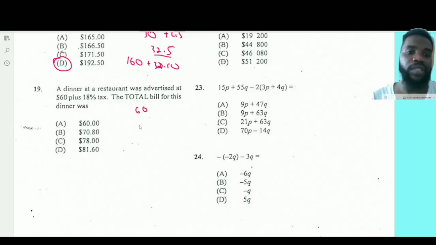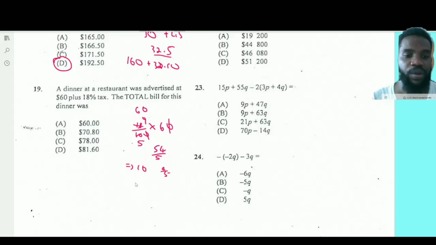To get 18% tax, it would be 18 over 100 multiplied by 60. Let's work the zeros. Now we could probably use 2. 2 into 18 is 9, and 2 into 10 is 5. Now 9 times 6 is 54 over 5. Now 5 into 54, we know that 5 tens is 50. So I'm going to have 10, and I'm going to have 4 over 5.